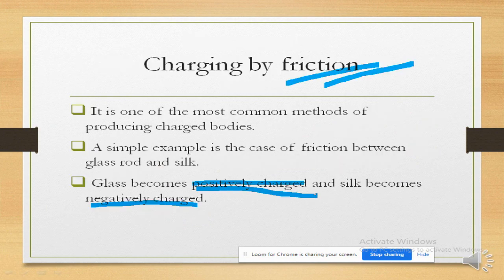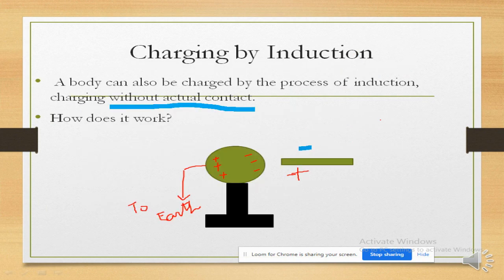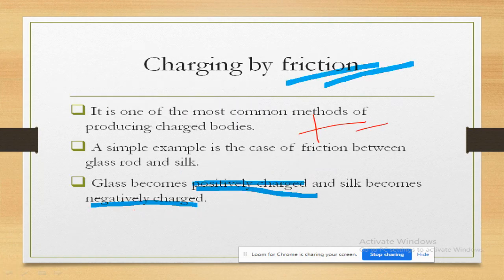Next, we discuss charges. What is charging by friction, and the types of charges: positive charges and negative charges. All of you know this. Positive charge means the body will have a deficit of electrons, and negative charge means there will be an excess of electrons. Positive means deficit, less number of electrons, and negative means there is an excess of electrons.